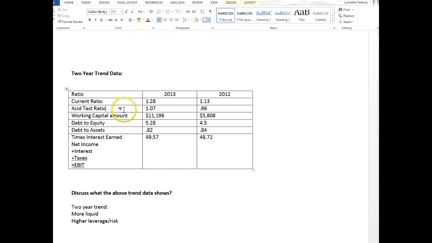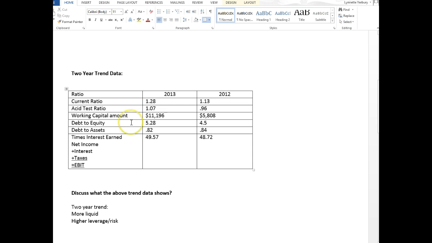Working capital increased. Remember, this is in millions, so I'm going to say in thousands as it's easy for us to wrap our head around, from $5,800 to $11,000 in working capital. So more than doubled, really, their working capital in the period. So on the liquidity front, they look more liquid. They're not the strongest liquidity numbers, but the trend's positive.